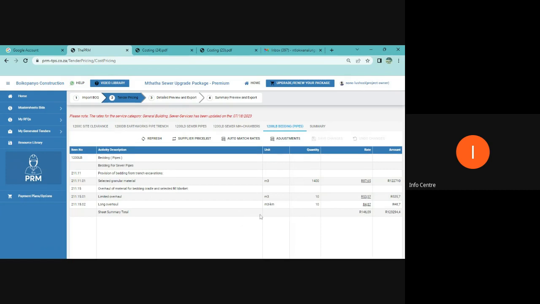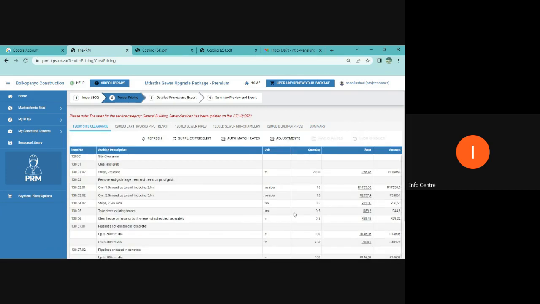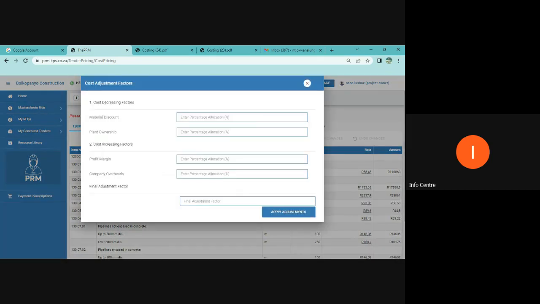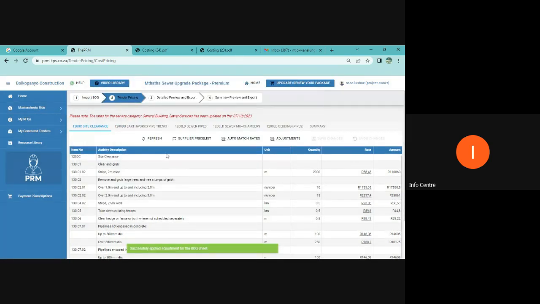Once that is done, you can see I've priced everything in less than 5 minutes. So therefore, I've got site clearance here. This is my total. Pipe work, this is my total. This is trenches, bedding, manhole chambers, sewer pipes, total. But I've got something wrong here. I have not adjusted. So I apply my markups here. I'm going to say 10. I'm going to say 15. And there you go. And then just hit refresh and it updates.